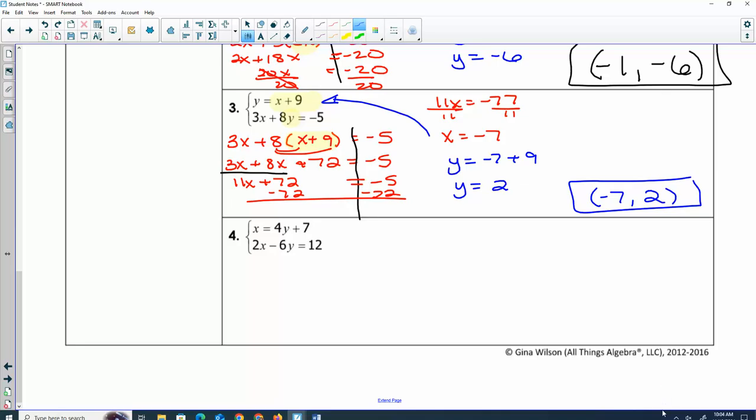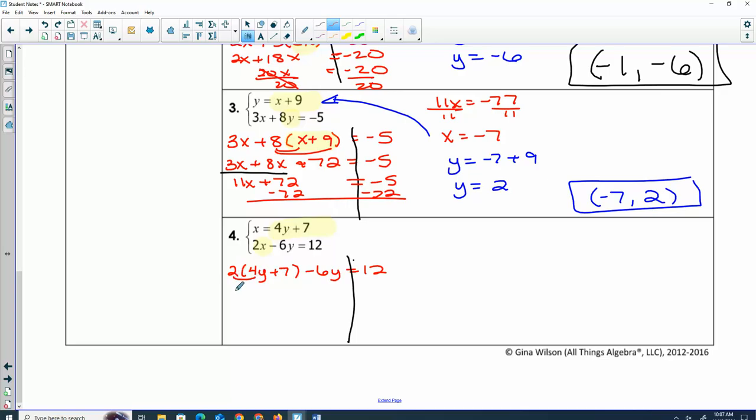I would like you guys to try number 4. Alright, so the first equation is x equals. So let's replace the x in the second one. So the x is 2 times, we're replacing x with 4y plus 7, minus 6y equals 12. Right? So all of this is on the same side, so I'm just working this out.